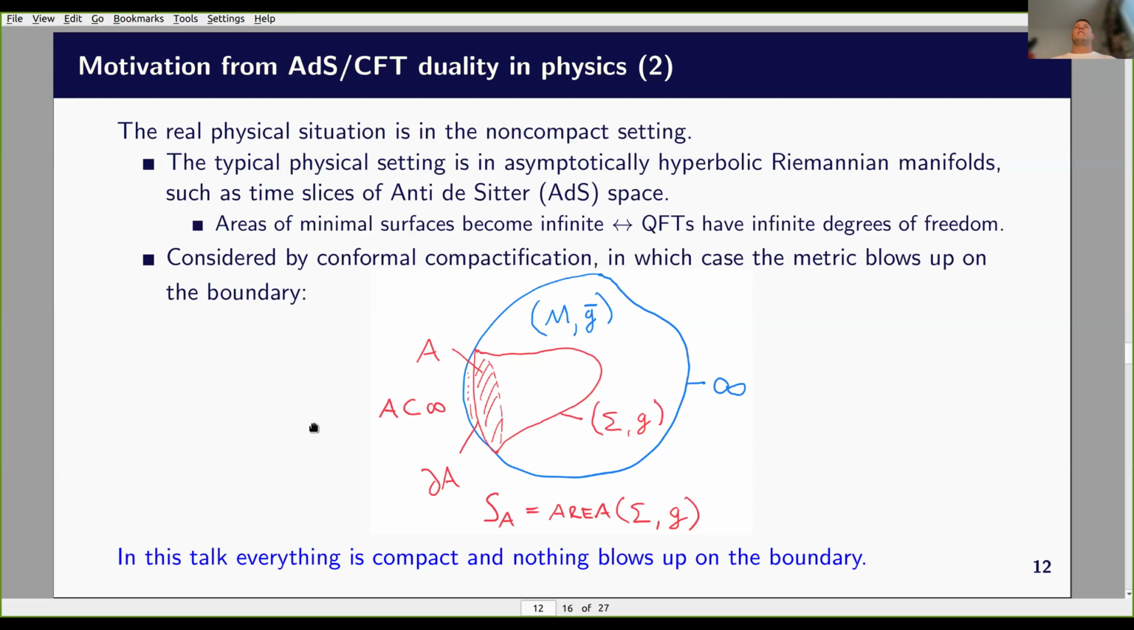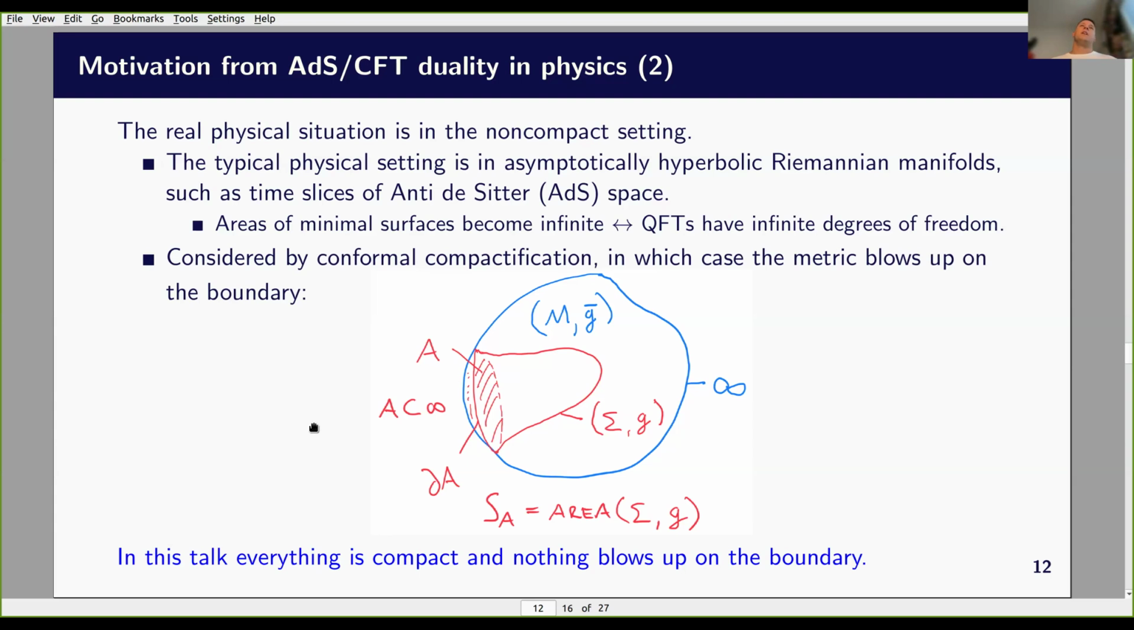Now you understand that if you consider things in some kind of infinite spaces, it's not very surprising that the areas of minimal surfaces become infinite. And this stems from the fact that quantum field theories have infinite degrees of freedom. So your data in this business is some kind of renormalized quantity of the areas.